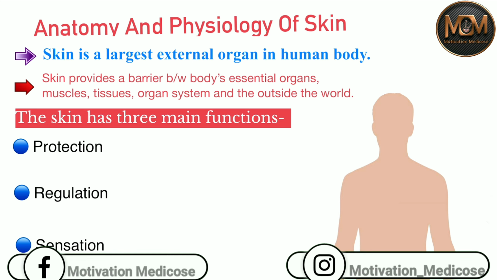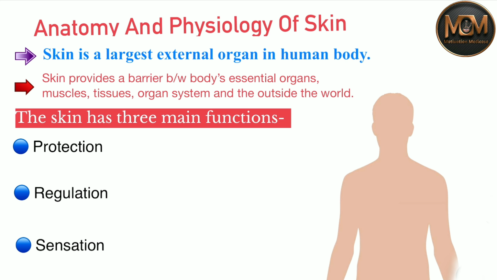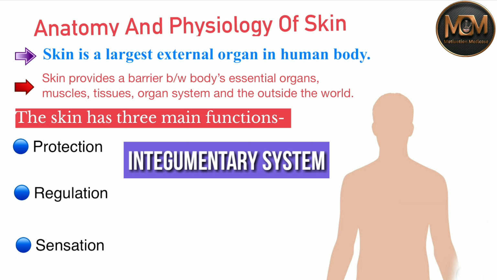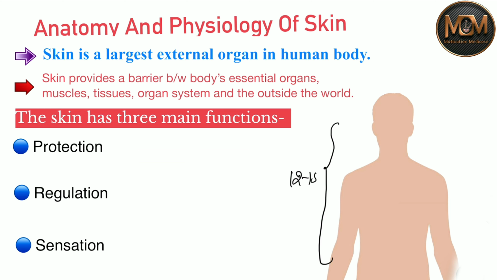Skin is the largest external organ in the human body, or we can also say it is the largest organ in our integumentary system. Skin makes up 12 to 15% of our body weight. It means if I weigh 100 kilograms, 12 to 15% of that weight will be my skin.